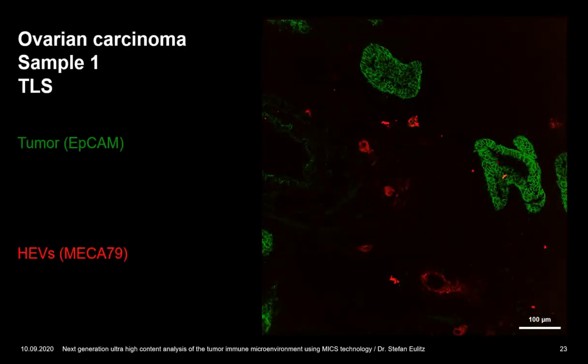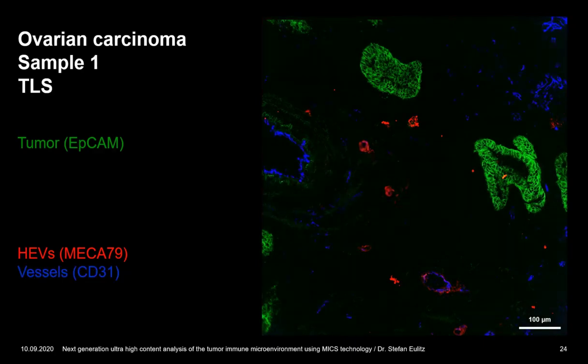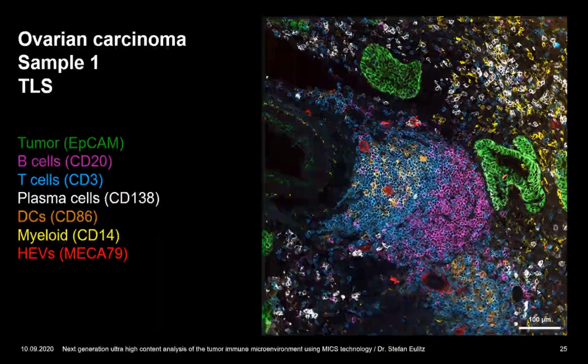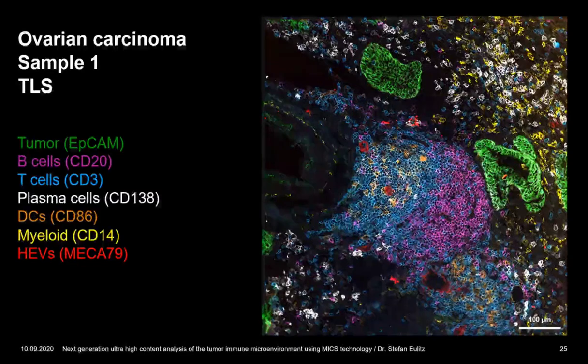So here you can see MECA-79 in red, and this is a marker for high endothelial venules, here abbreviated as HEV. I would also like to show you again the CD31 staining of vessels from the beginning, here in blue instead of white. And as you can see, not all vessels express MECA-79 and are HEVs. To conclude this part, I share with you this overlay of 7 markers illustrating the architecture of the TLS, which we could identify and prove due to the numerous markers stained using the MICS technology and the MACSima.